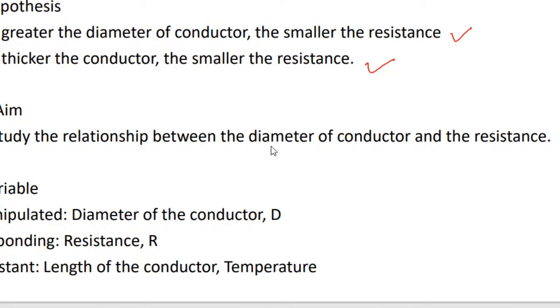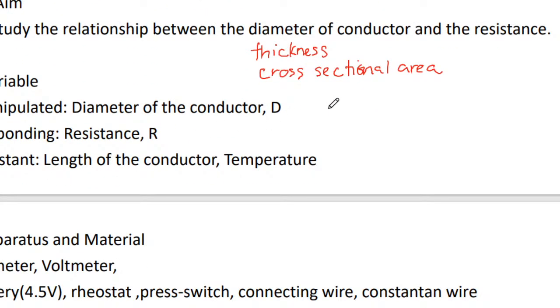Okay, so you can use the word diameter, you can use the word thickness, thickness is accepted. Another one is cross-sectional area. Okay, so all of this will be accepted. And then variable, okay, see. So diameter of the conductor, make it a habit to write the symbol behind. Unit is not needed, just write the symbol, because when you write your procedure, you will be using the same symbol. Okay, diameter of conductor D.